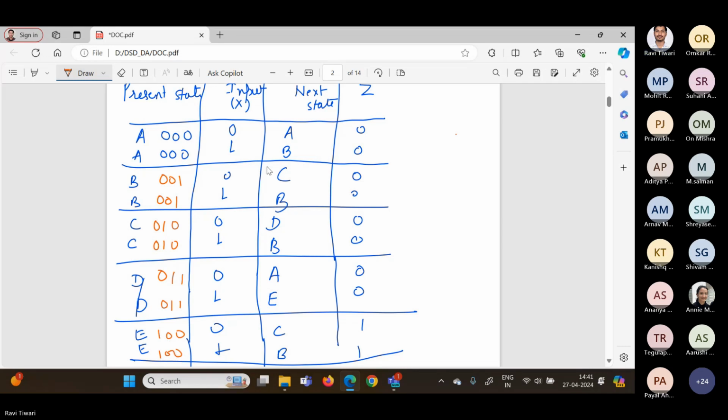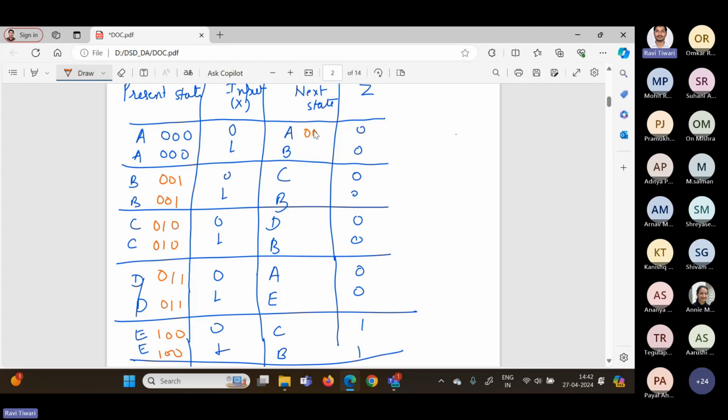Clear? As we have 5 states, we cannot represent them by 2 bits, because with 2 bits we can represent only 4 states. So here we have considered 3 bits to encode the states.